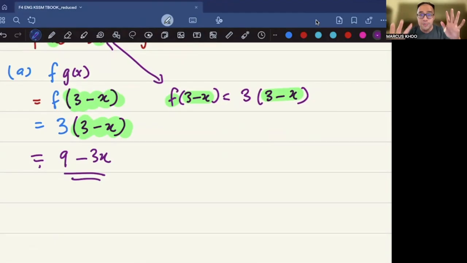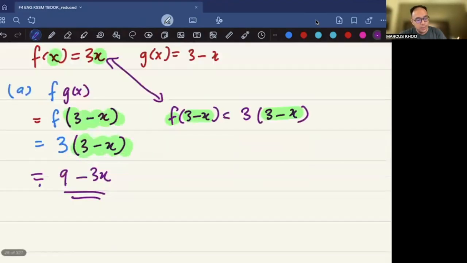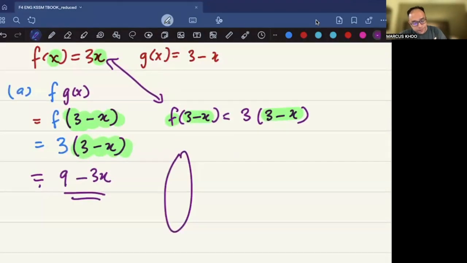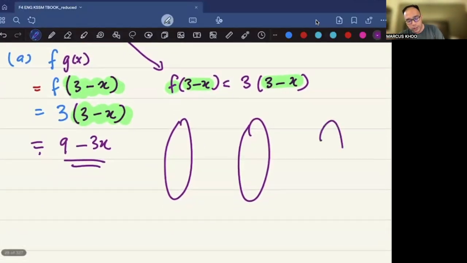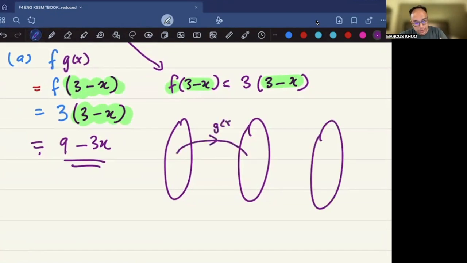So what does this mean? If I map it out, I'm only going to do this once. I'm not going to do this for every equation. The first mapping is g(x). The second mapping is f(x). So the whole thing is fg(x).